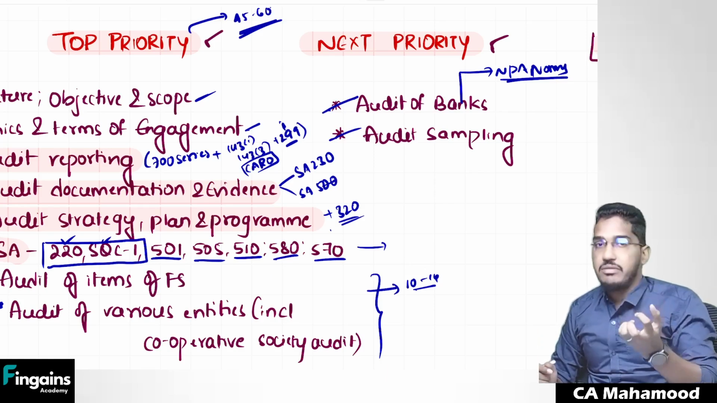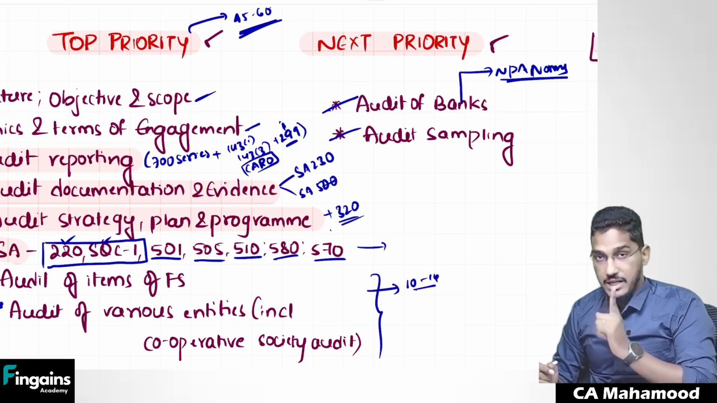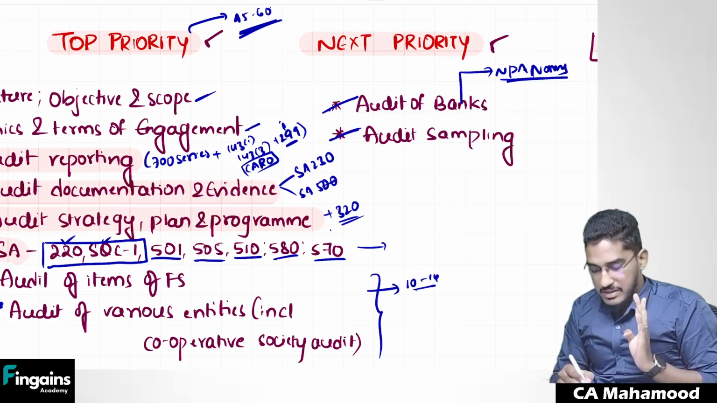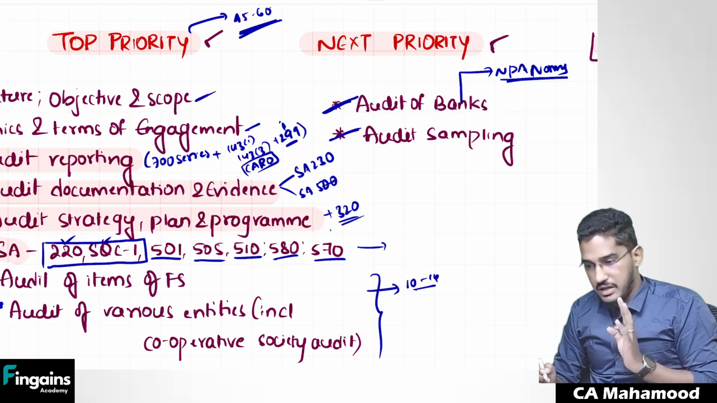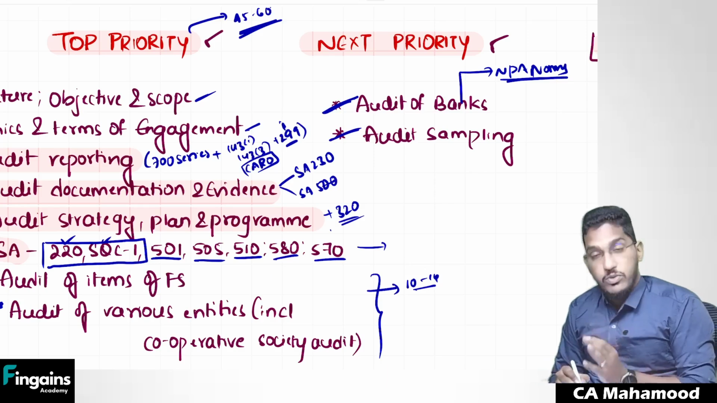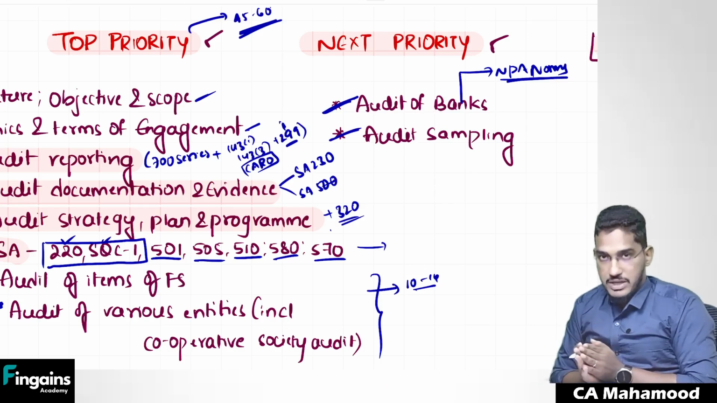So become comfortable with that drawing power calculation and NPA norms. That is the main area which you have to focus. Then audit sampling. So compulsorily from the audit sampling, one question will be there, hardly some 4 marks. 4 marks you can expect from audit sampling chapter. So that chapter also you do it. These are next priority chapters.